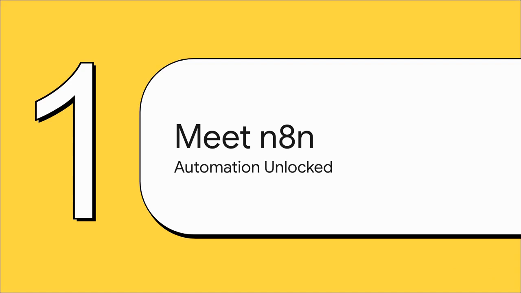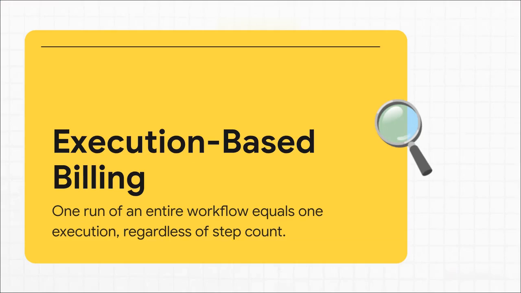Meet N8N. Automation Unlocked. So pronounced N8N. This is a highly extendable platform that connects your apps and APIs to automate pretty much whatever you need. But here's the ultimate game changer with this tool: execution-based billing. Think about it. On other platforms, if you have a 20-step workflow that processes, say, 500 records, that's going to cost you thousands of tasks. With N8N, that entire process running once is just one single execution. Our sources actually note this pricing model can save users up to 75% compared to the traditional alternatives.